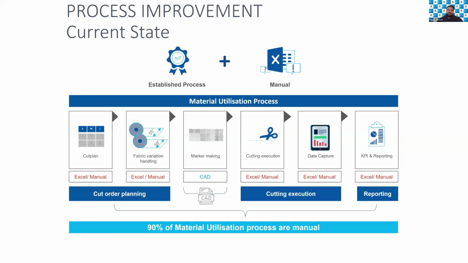So next is the marker making. This is where we start seeing some automation with the use of CAD tools. CAD improves precision and efficiency, but it's worth noting that CAD's effectiveness is limited by the input it receives. Without intelligent planning from the previous steps, CAD can only do so much. If cut planning or fabric handling are inconsistent, CAD optimizations will be suboptimal, and that may result in wasted fabric.